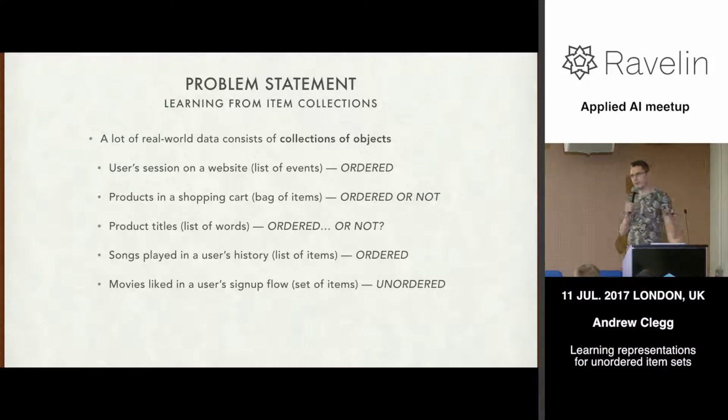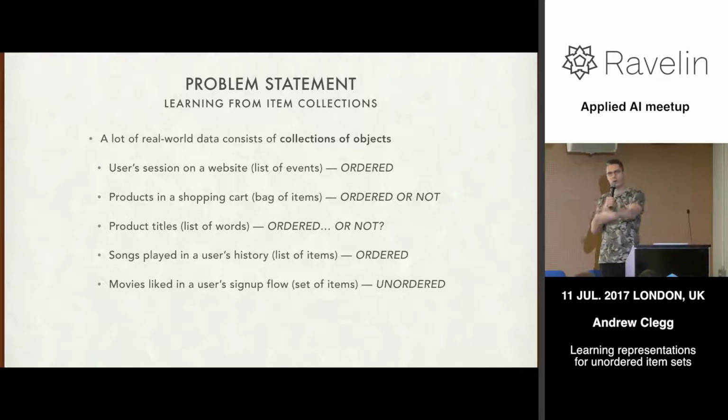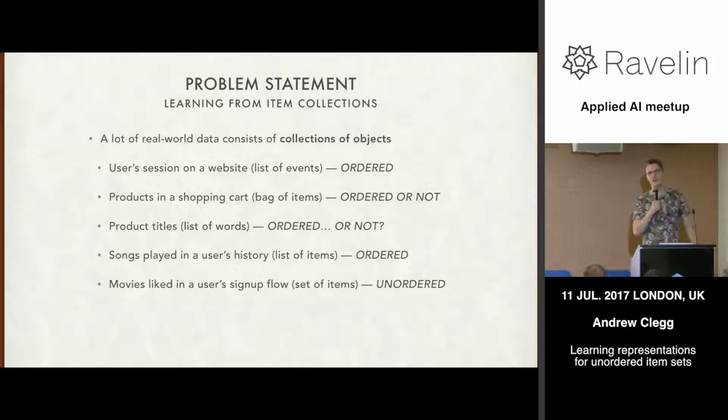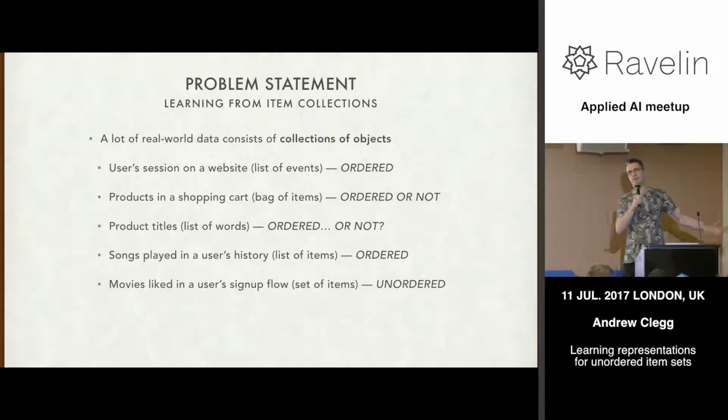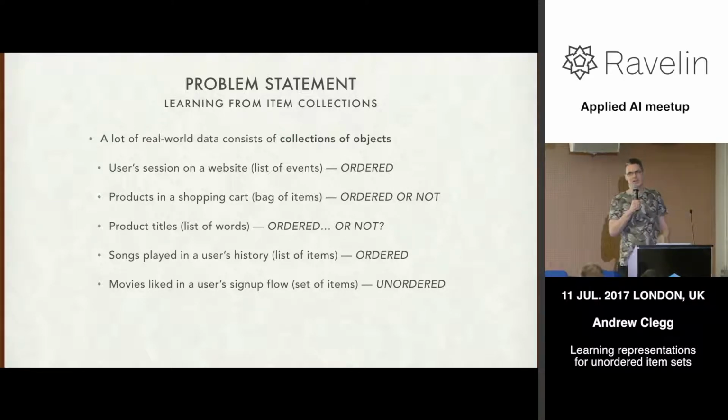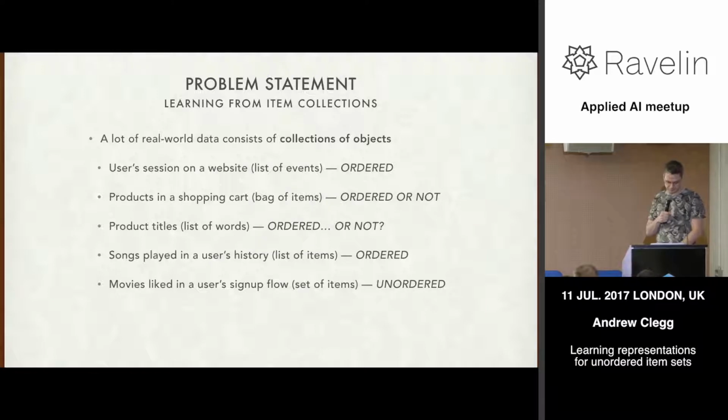And say you're signing up for a service like Netflix, for example, and you're given some options at the start to click on to show what your tastes are. You know, I like this movie, I don't like this movie. If there is any ordering information there, it's probably more a function of what order the site presented you those options, rather than anything that really bears any meaning. So it's useful to have an idea of how to compose these collections of objects into high-level representations that we can use in deep learning.